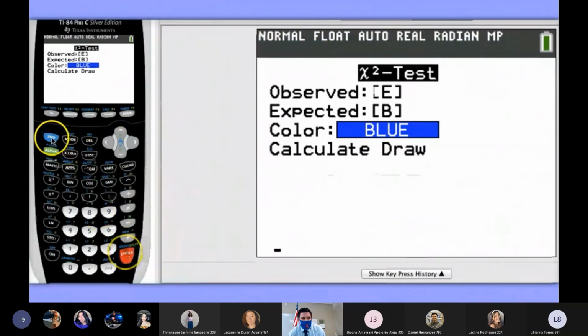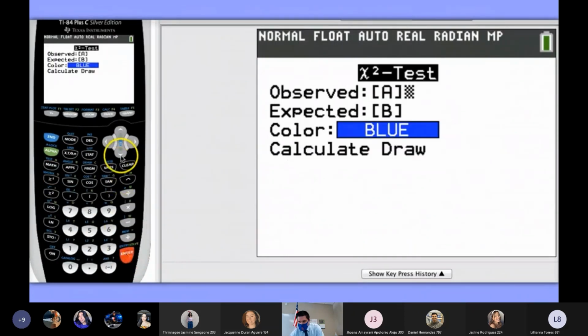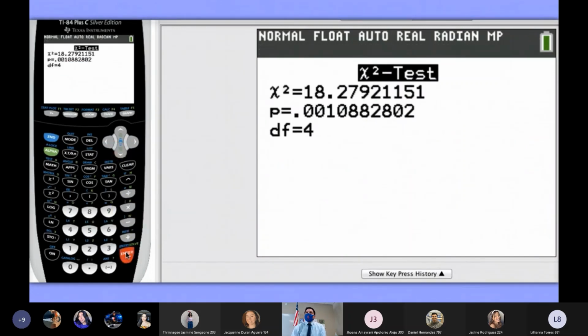To change this, hit second, X to the negative 1, and then hit enter on matrix A. The expected counts are going to be stored in matrix B. We'll leave the color as blue, and we'll come down here to calculate. Our chi-squared test statistic is about 18.3, and our p-value is 0.001. This means we have a statistically significant result. So we would conclude that there is a difference in the true distributions of entrees ordered when the different types of music are being played.